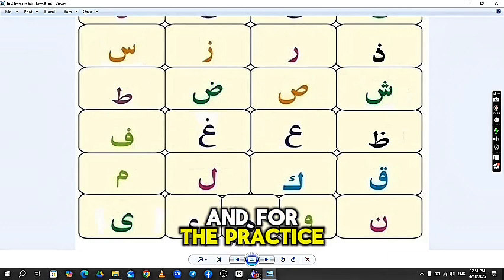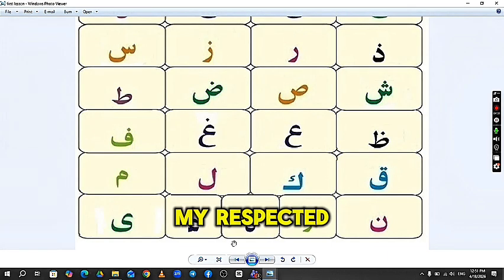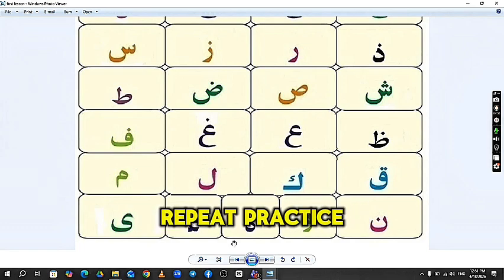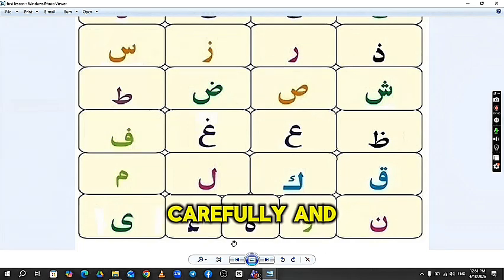And for the practice tips, my respected student, don't rush and don't read fast, and please practice your lesson very carefully and give each letter its right.